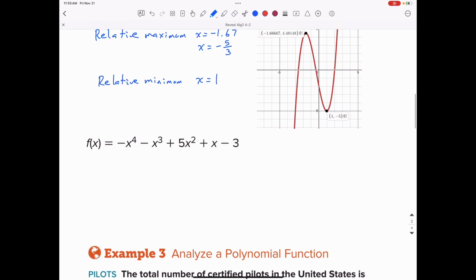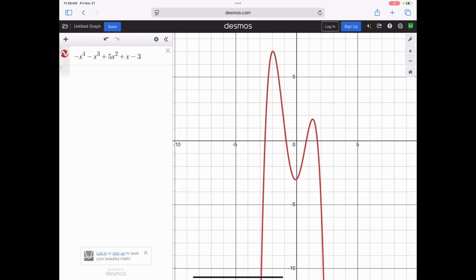Let's do the next one. We're going to graph f of x equals negative x to the fourth minus x to the third plus 5x squared plus x minus 3. So again, let's graph that one. And there's that graph. With a leading coefficient of negative 1 and an even degree, a degree of 4, we should be decreasing forever to the left and to the right.